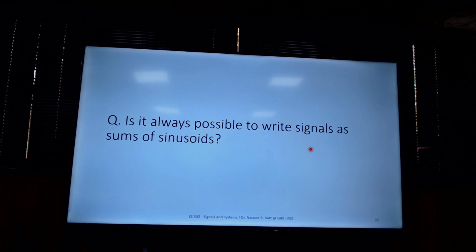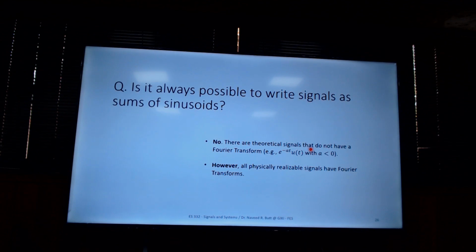हम ऐसा क्लेम करने जा रहे हैं जो पॉसिबल ही ना हो, होता है अक्सर सिग्नल्स का फोरियर बनता ही ना हो, तो क्या फायदा उसका, right? So you should ask this question. I'll answer it briefly for you. No.